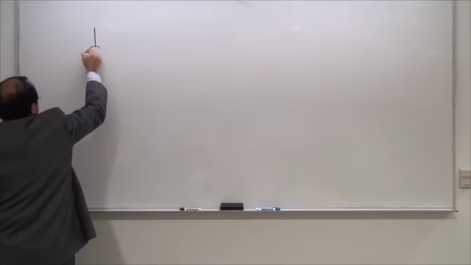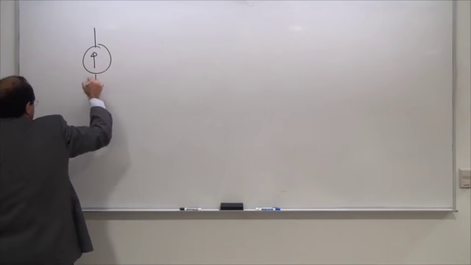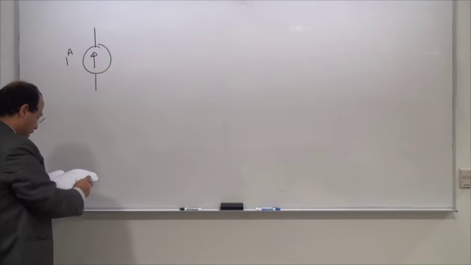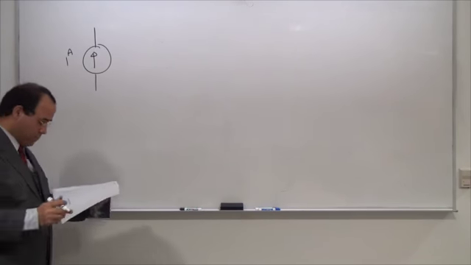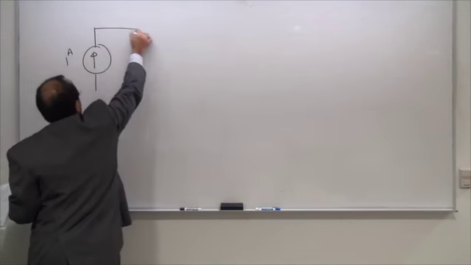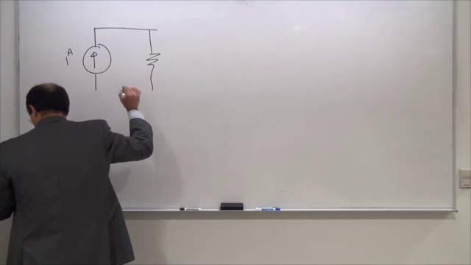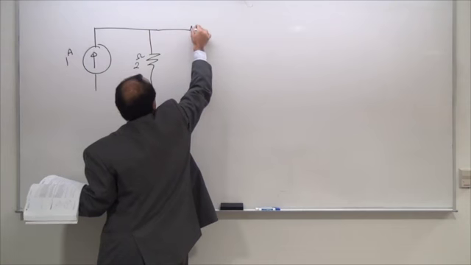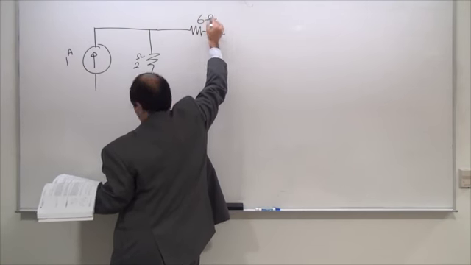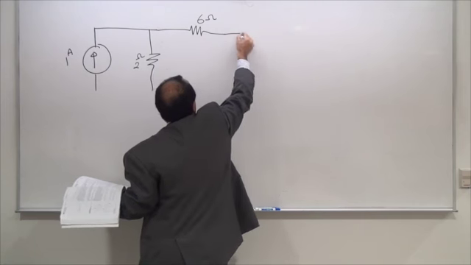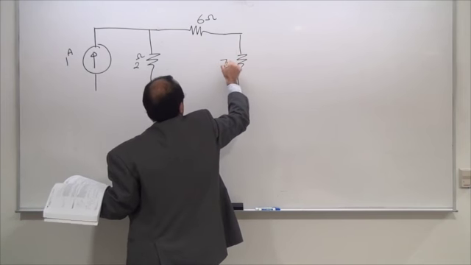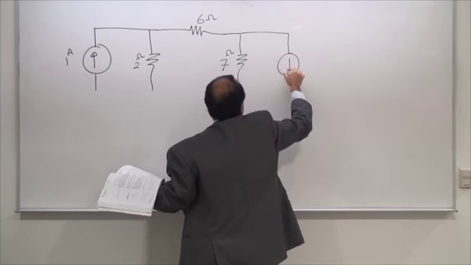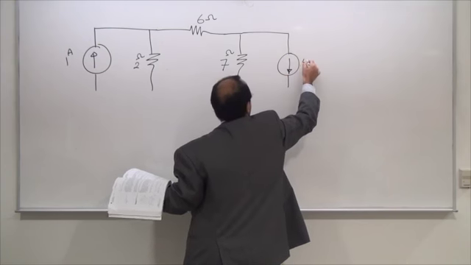So you have 1 amp. This is page 85, practice problem. Then it's going to be 1 ohm, 2 ohms, sorry. And then it's going to be 6 ohm. And then 7 ohm. And then 4 amp.